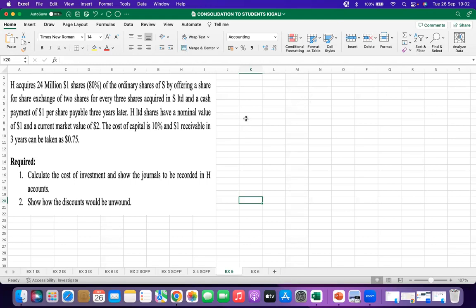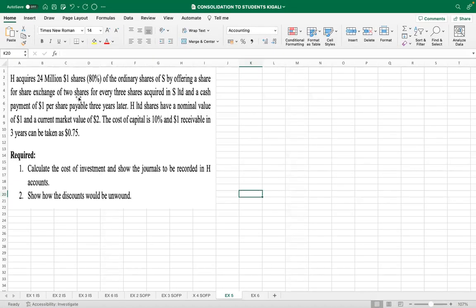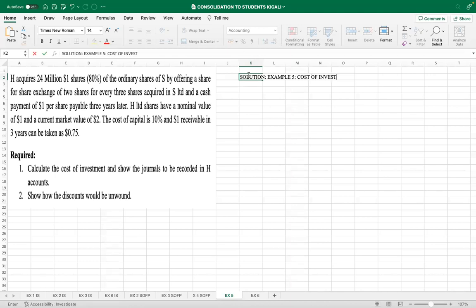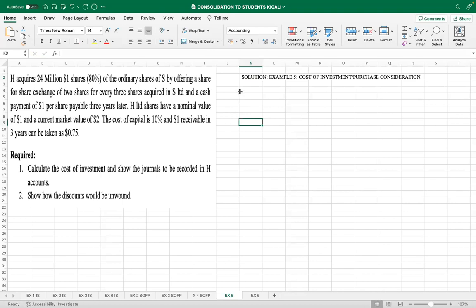Okay, let's move on. So it's the same question that we have posted in the Excel sheet. The question reads, required, calculate the cost of investment and show the journals to be recorded. In our solution, this is example 5. The objective is to know how to calculate cost of investment. Cost of investment is also known as purchase consideration.